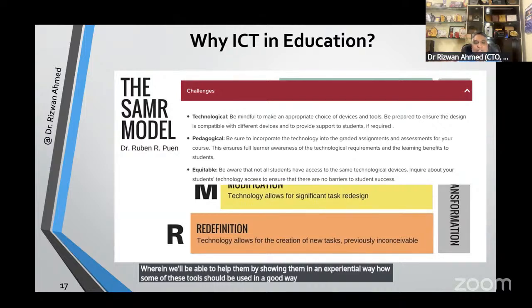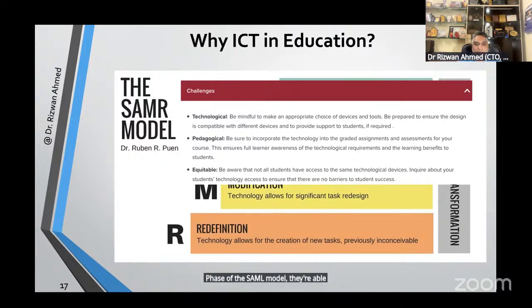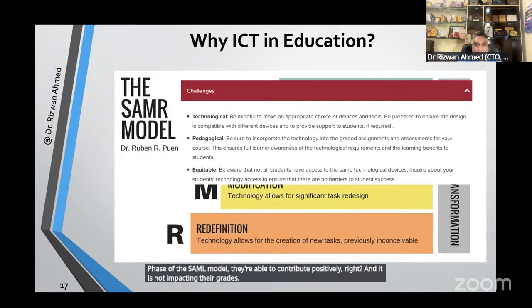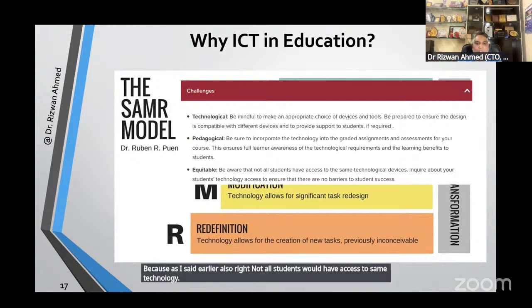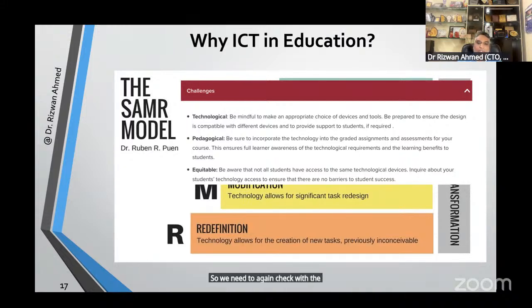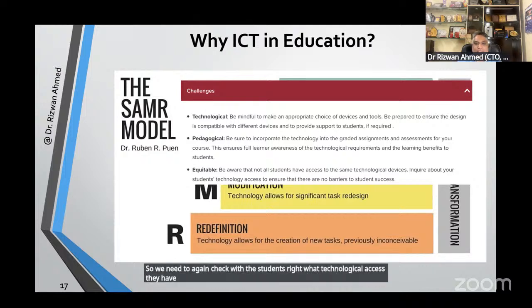Initially, we should help them learn the tricks and tips around those tools so that when they actually start doing their assessments, especially when they are going towards the modification and redefinition phase of the SAMR model, they are able to contribute positively and it is not impacting their grades. And the last challenge is we need to be very equitable, because as I said earlier, not all students would have access to the same technology. So we need to check with the students what technological access they have and create a balanced environment wherein that does not become a barrier.